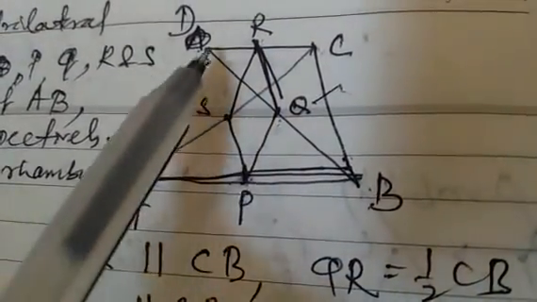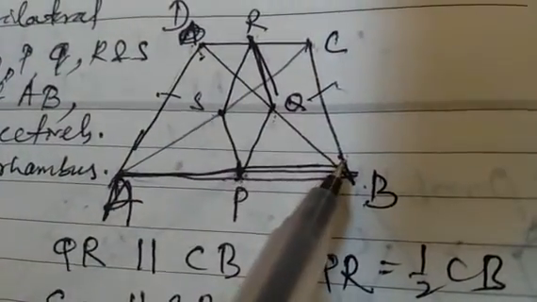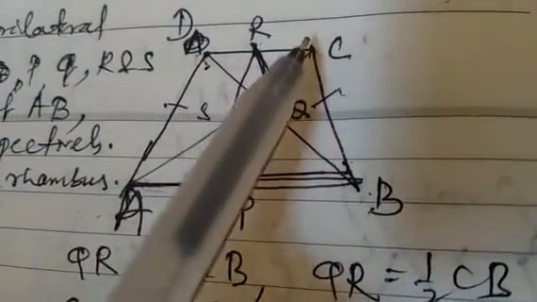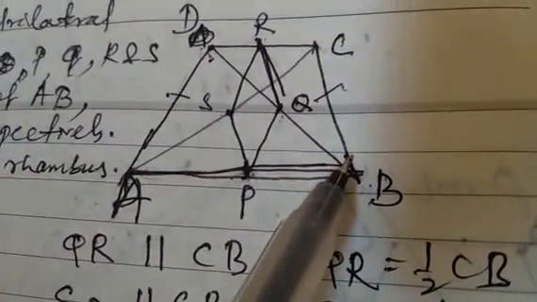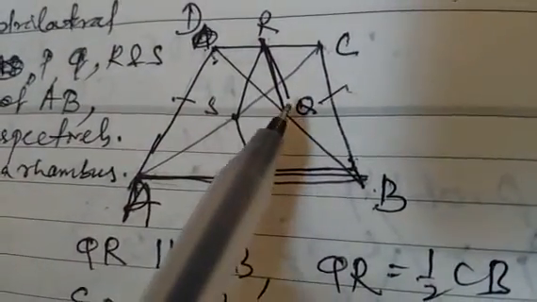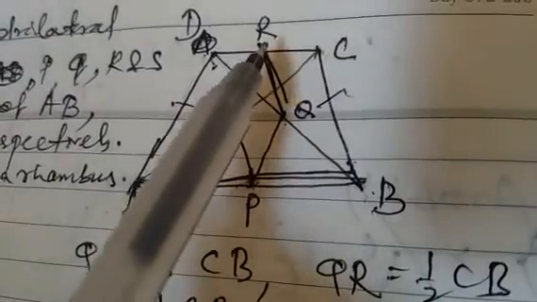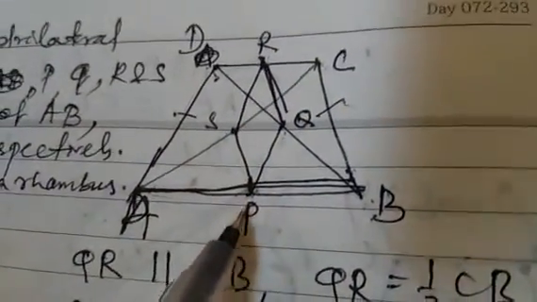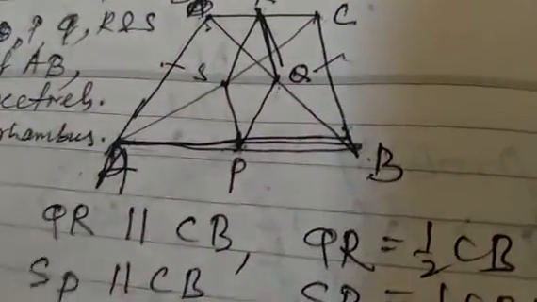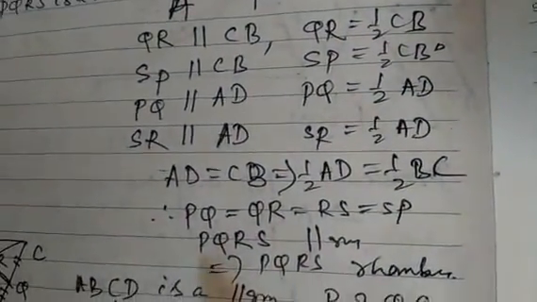Since AD is equal to CB, half of AD is equal to half of CB, which implies all these four parts are equal. Therefore, PQ is equal to QR is equal to RS is equal to SP. Hence, PQRS is a rhombus. The problem is solved here. You can go through it for understanding. Just watch and understand.